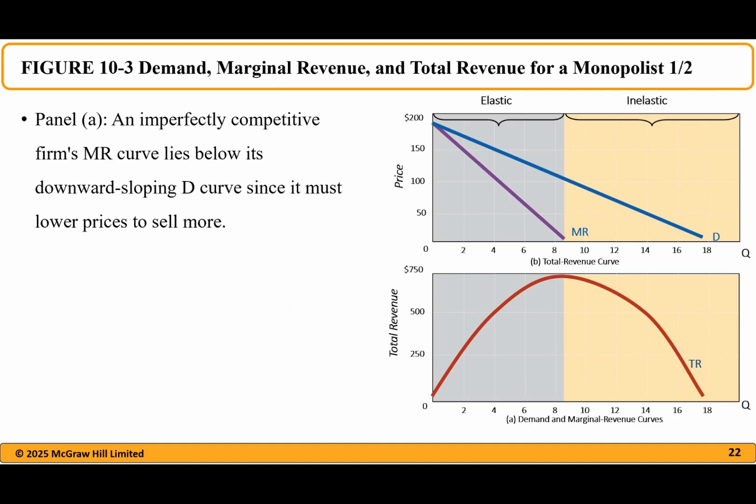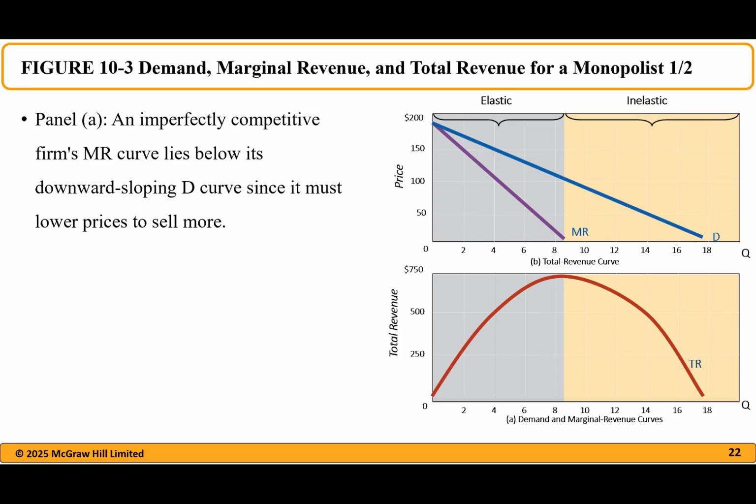So here is some graphical presentation regarding the demand curve, marginal revenue, and total revenue curve. In the graph, the demand curve is downward sloping and the marginal revenue curve lies below it. When marginal revenue is positive, total revenue increases. And when marginal revenue is zero, total revenue is maximum. It reaches its peak amount.